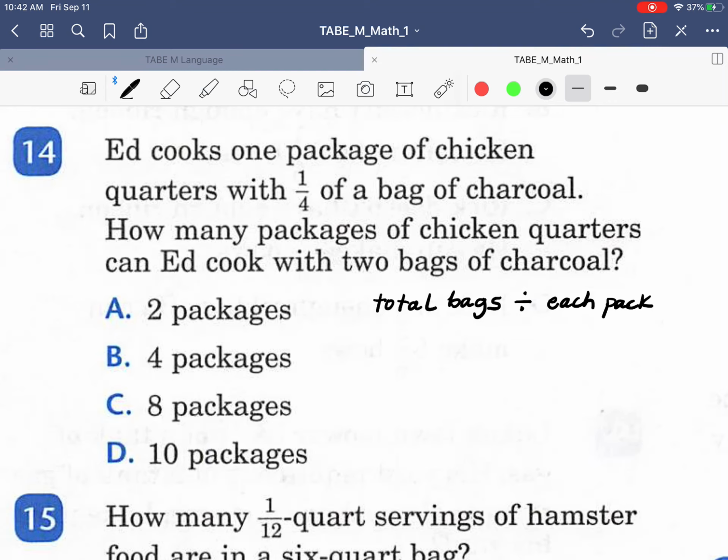So he has 2 bags of charcoal. Each package of chicken quarters requires 1/4 of a bag. So 2 over 1 times 4 over 1 is 8 over 1, or 8. So the answer to number 14 is C, 8 packages.